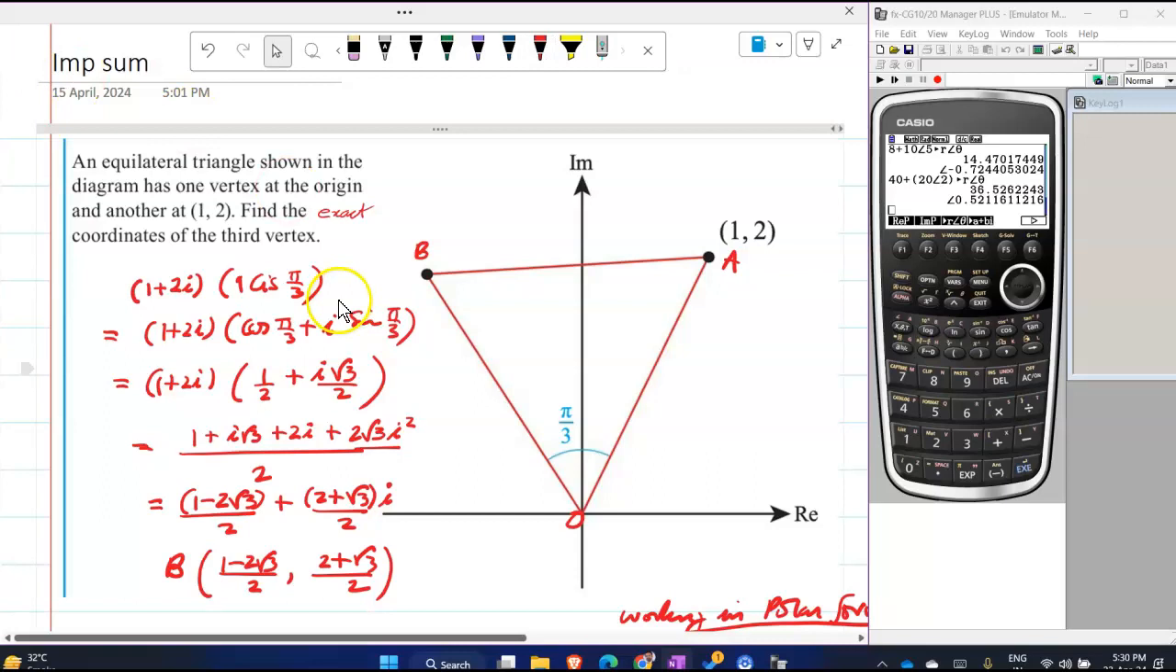So you see how much you are stretching by and how much you are rotating by. You're stretching by nothing, but you're rotating by pi by 3.